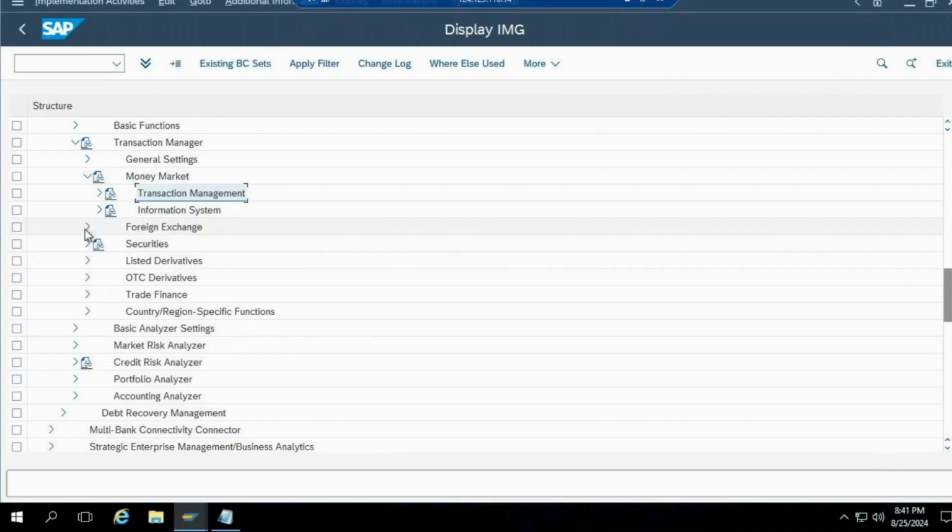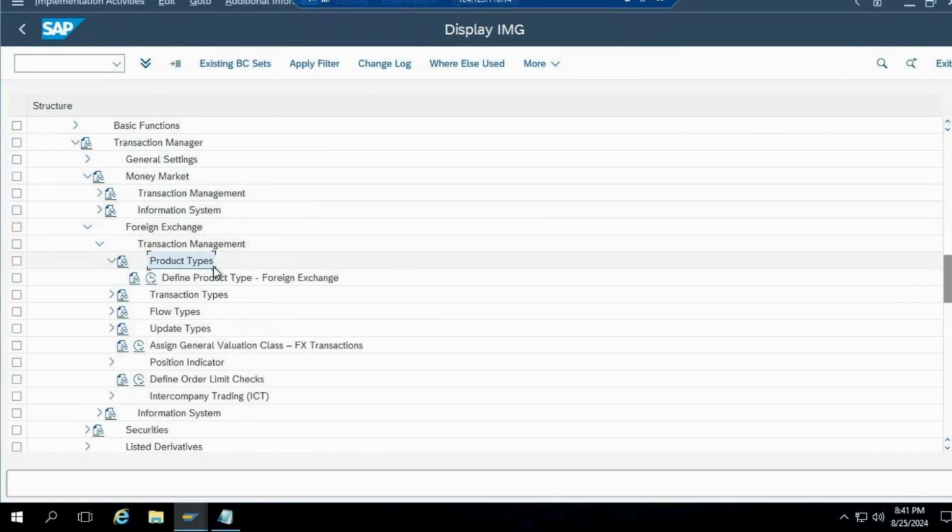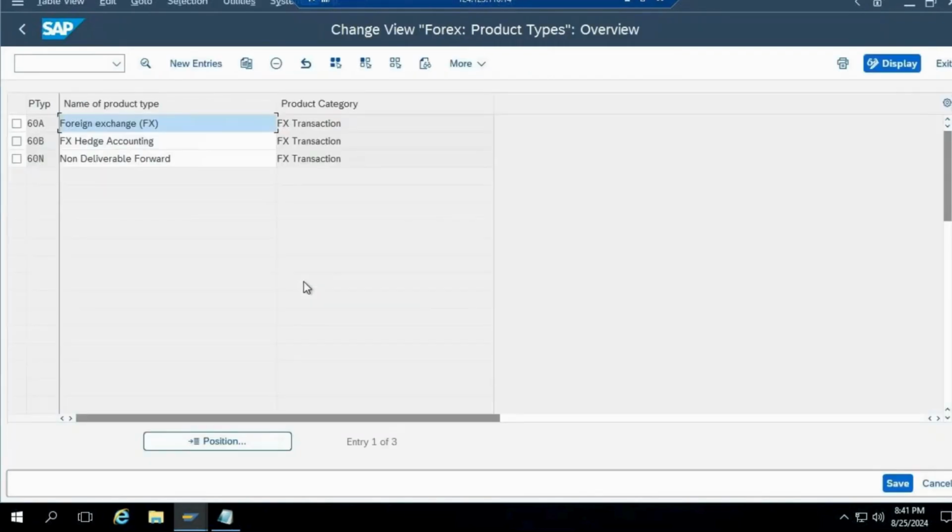Similarly, we have other product groups. If you go to the product type, even foreign exchange has a different product type. What are those product types? It has foreign exchange, FX non-deliverable forwards, FX hedge accounting.